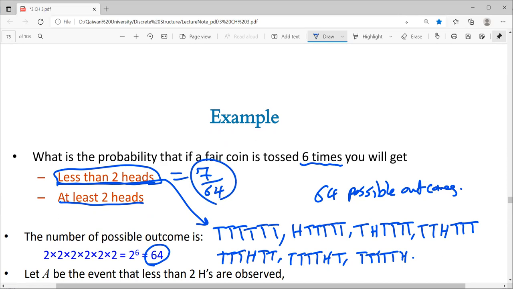For the second part, it says at least 2 heads.